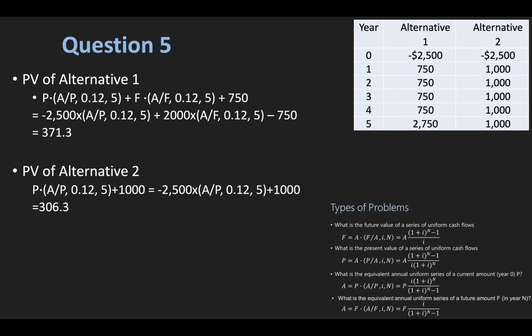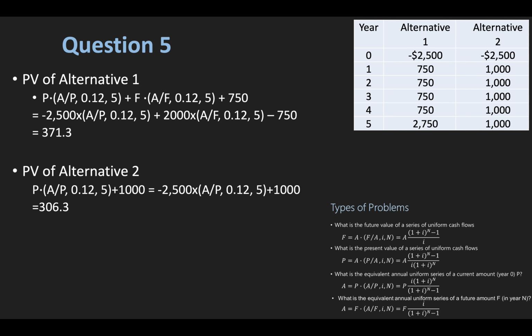$371.3. That's alternative 1. Alternative 2, even easier, right? Because I already have annuity. Each year is already $1,000. I just need to convert the first year's investment to annuity as well. So I basically did this. I know P, I'm calculating A, then each year is $1,000. I add them all together, 306.3.